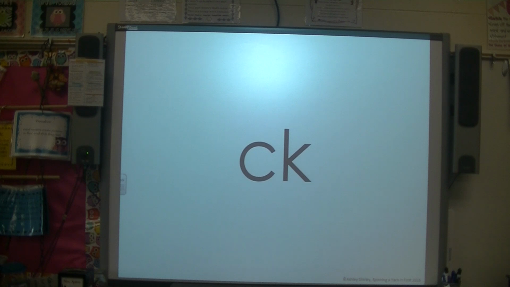Digraph CK, H, V, W, F, E, U, Z, L, P, C, J, G, Q, Y, D, X, O, S, I, B, K, N, R, M, T, A.